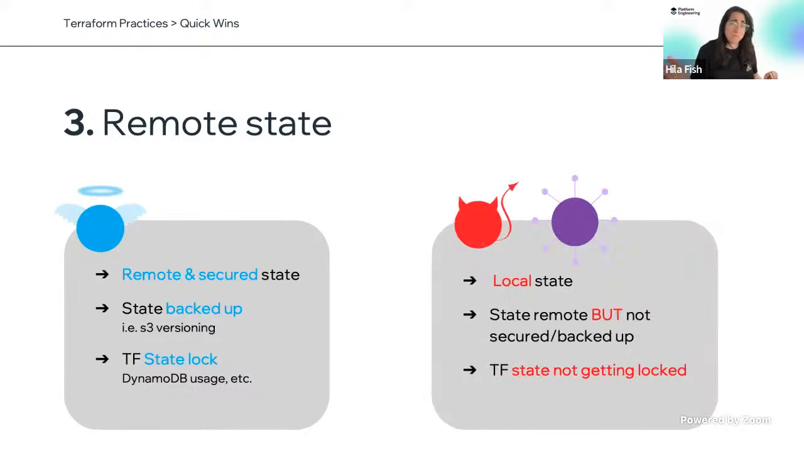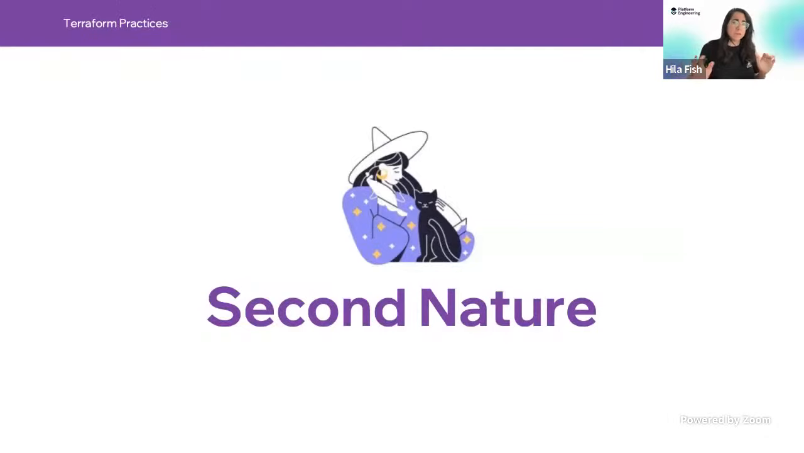And the bad and the ugly is pretty much the opposite. So to have local state, or to have the state remote but not secured or backed up, and to have no state lock during Terraform apply. So this was about quick wins, things that you can achieve in a very short time to have very good leverage of Terraform for scaling or any other purposes.